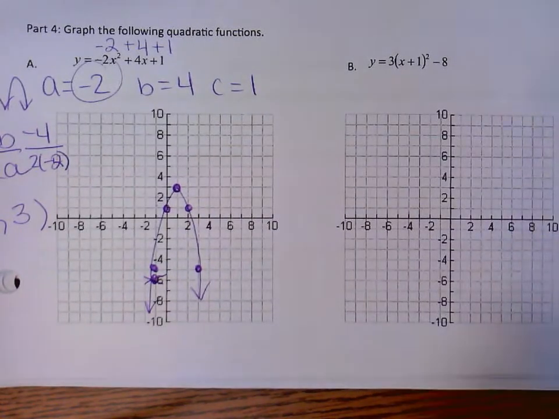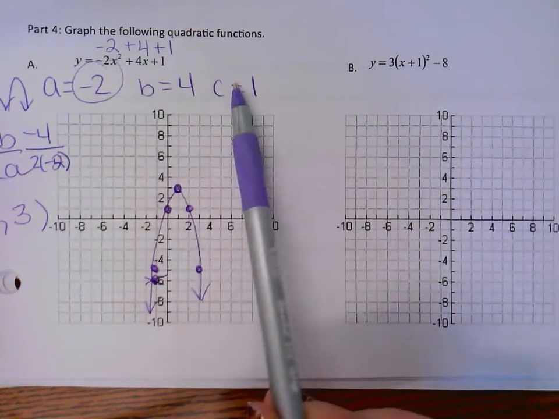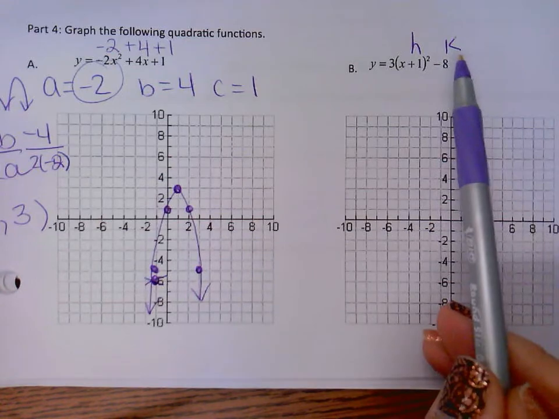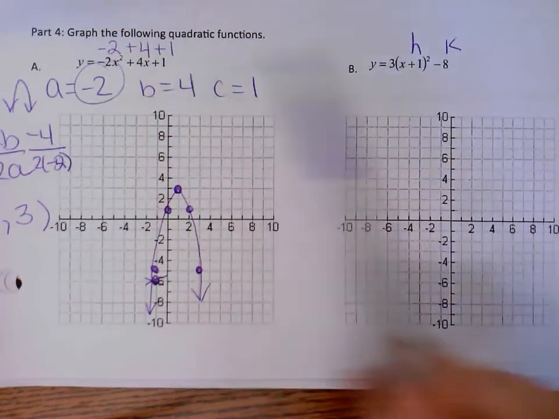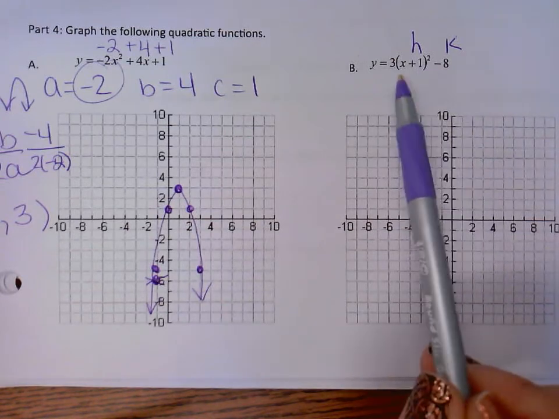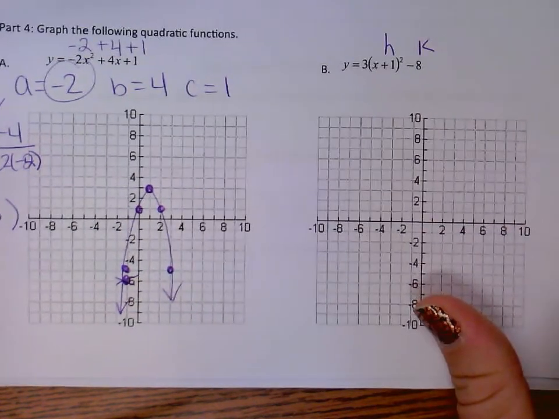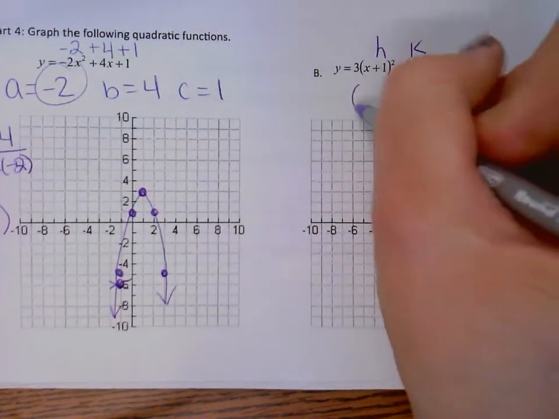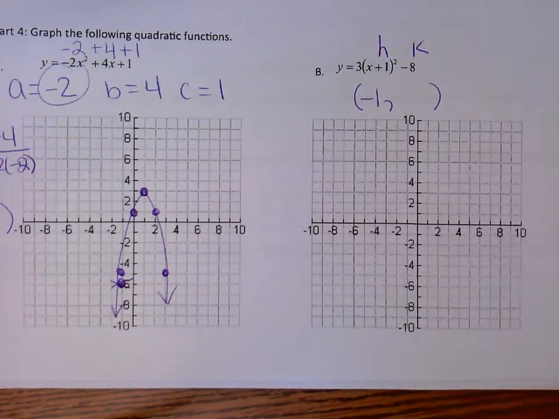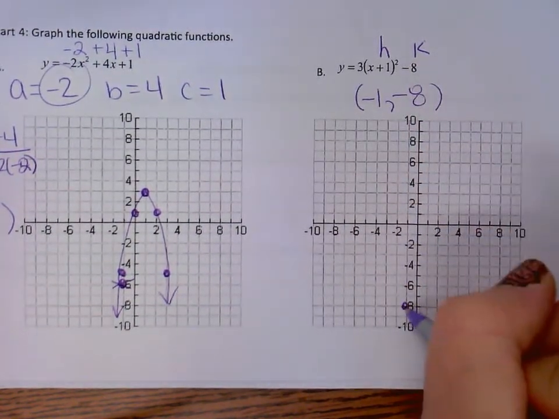So this is your left or right, and this is your up or down. Remember, this is ABC, but this is HK. And K is not your y-intercept. So don't ever think that -8 is your y-intercept. All right, so does this go left or right, and does this go up or down? Left 1. And then what about the -8? Down 8. Left 1, down 8 puts me right here.